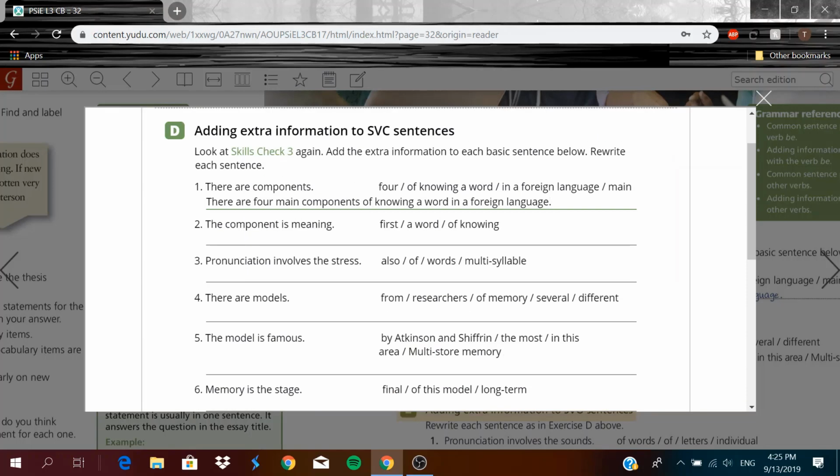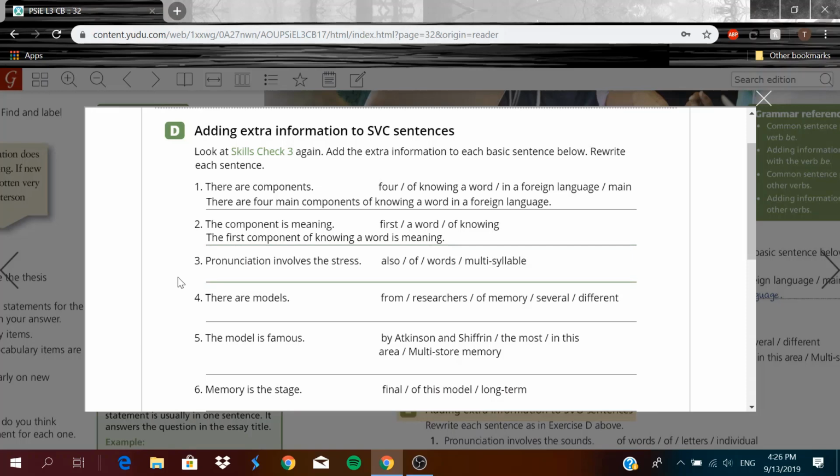Okay? Then we have number 2. The component is meaning first a word of knowing. I'll probably say the first component of knowing a word is meaning, right? Now it makes a lot more sense. So the first component of knowing a word is meaning.